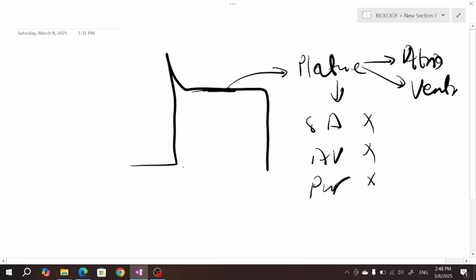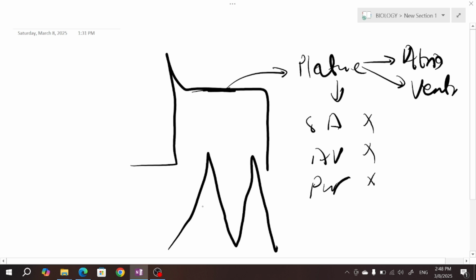Now actually these graphs can be of any type. This is the graph with plateau phase, and without plateau phase we know that graphs are like this. Okay, so actually these graphs are representing change in action potential, change in membrane potential.